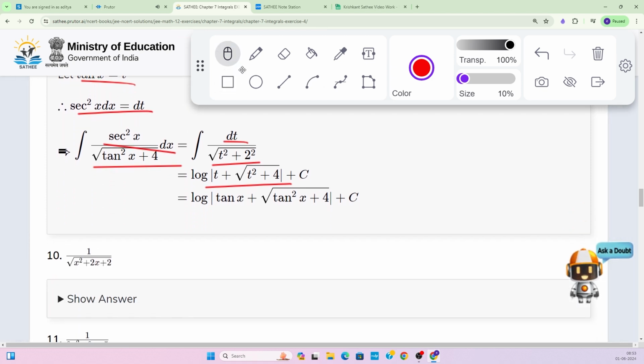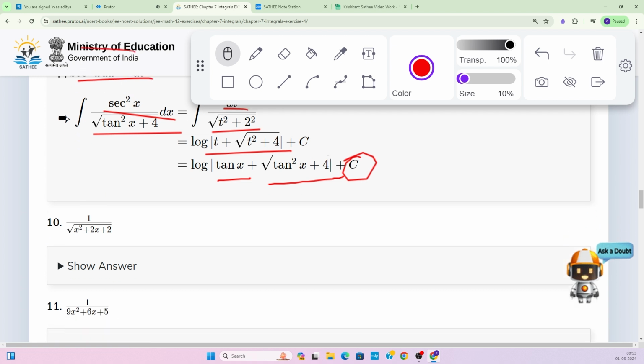Okay, clear? After substituting back your t, you will get your final answer as log of modulus tan x plus root tan square x plus 4 plus some constant. Okay, clear? I hope it is clear to you. Let us move to the 10th problem.